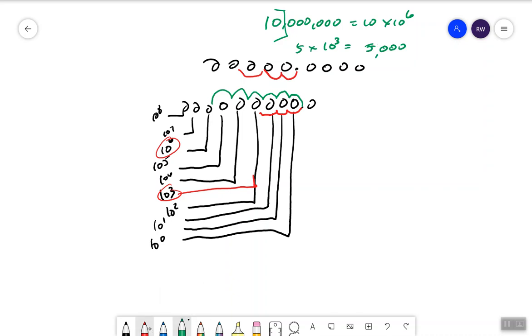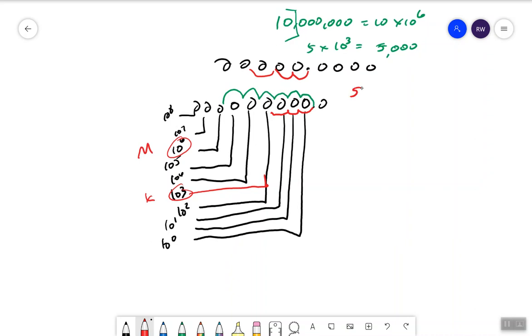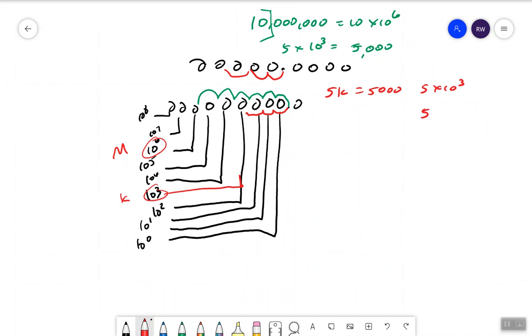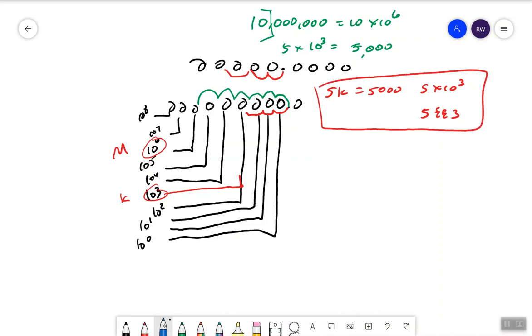Now, we have a special name for that. We use mega, a capital M, and kilo, a small k, for that. So 5k is 5,000, or 5 times 10 to the 3. Or, in terms of the calculator, 5EE3 represents 5,000. All those mean the same thing. 10k is 10,000, which is 10 times 10 to the 3, or as in the calculator, 10EE3.